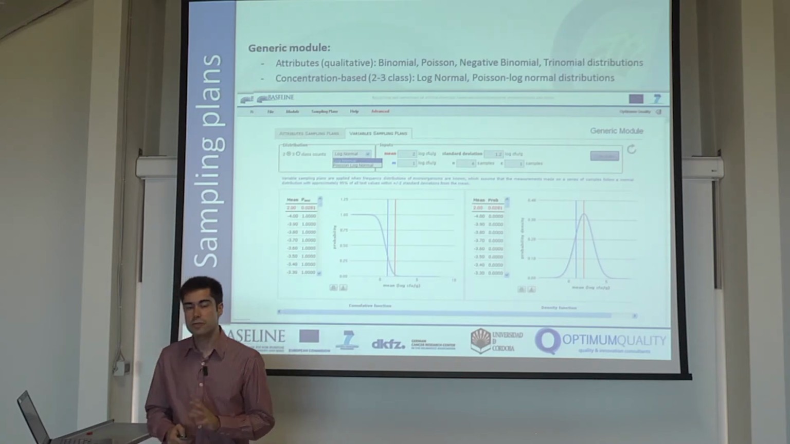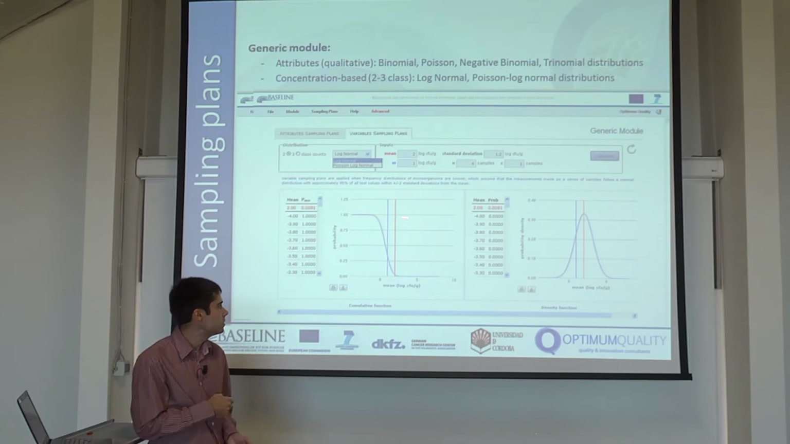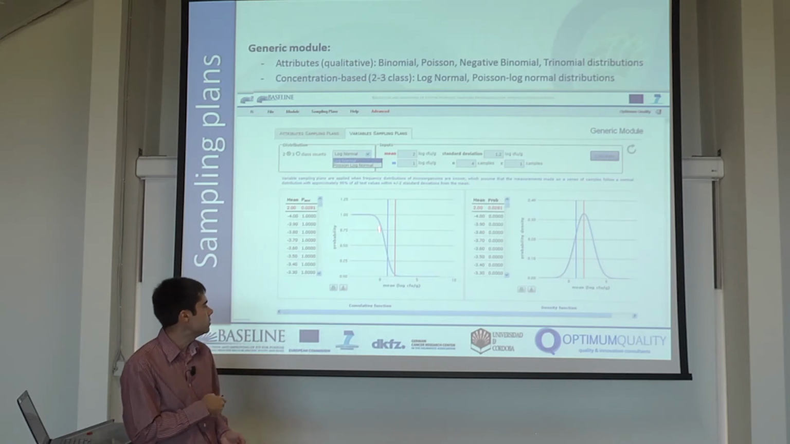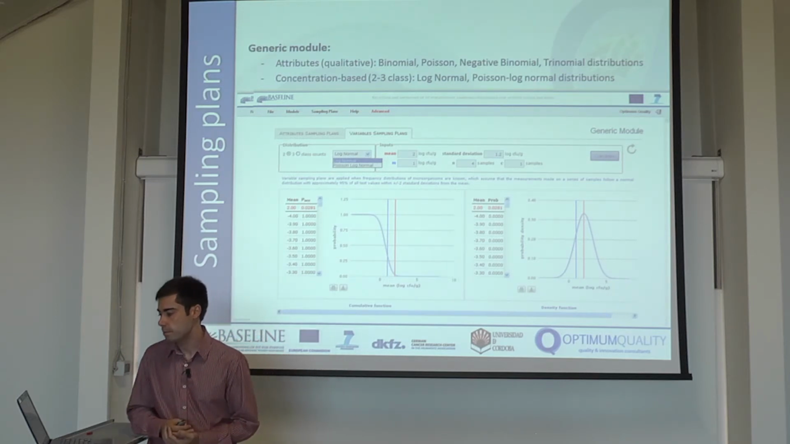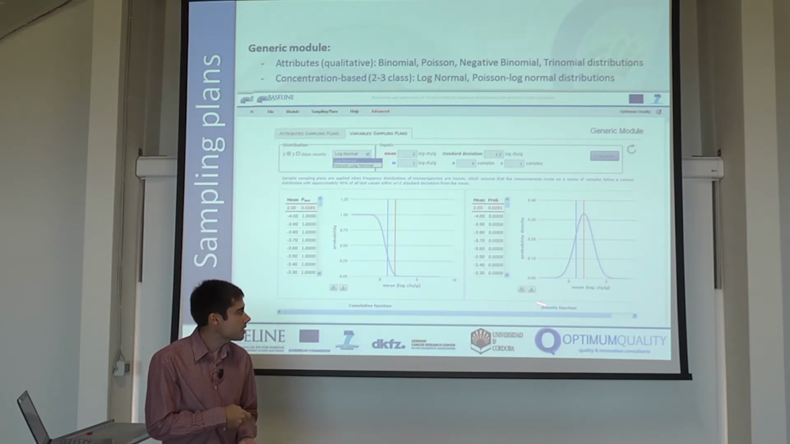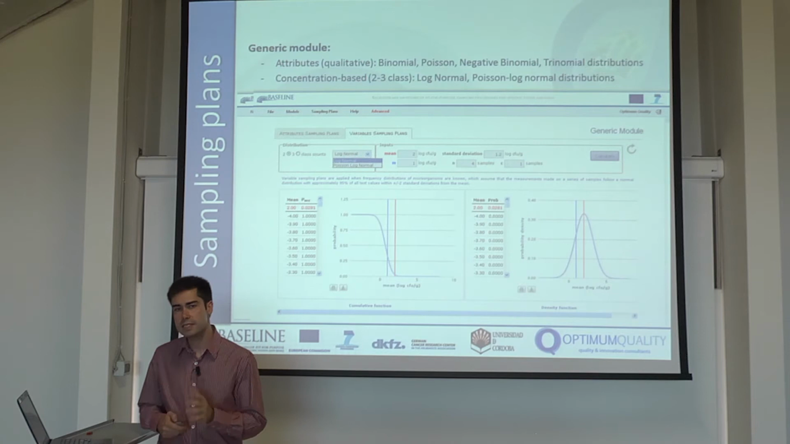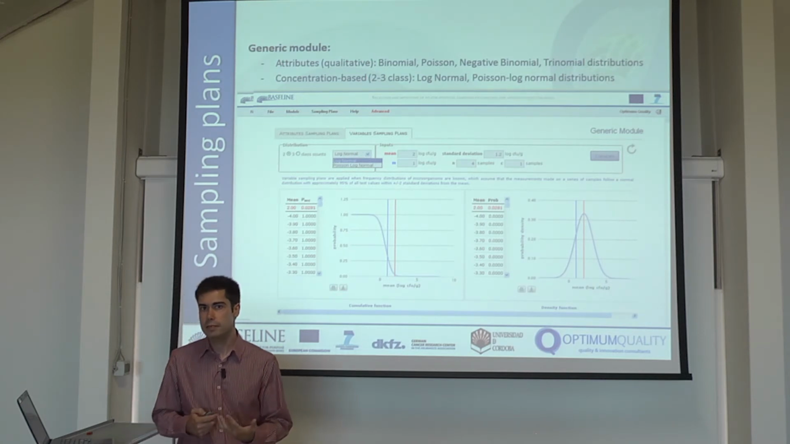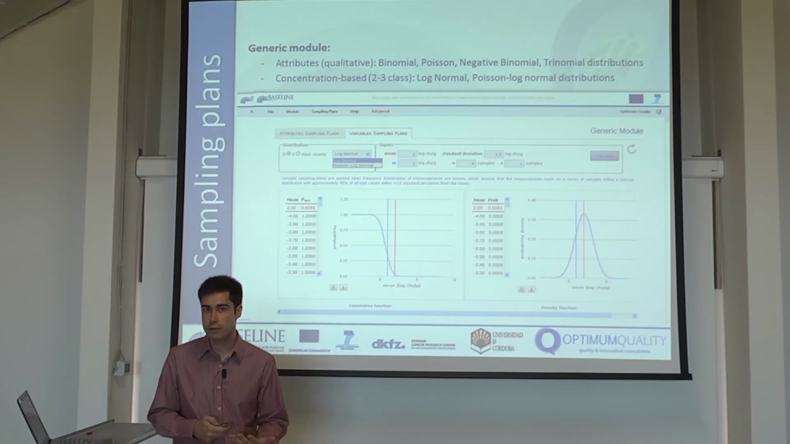In this case, you can see two different graphs: the cumulative distribution, the descendant cumulative distribution, which gives directly the probability of acceptance of this sampling plan, and also on the right side you can see the density distribution. In this case, the user can compare different sampling plans in order to achieve a specified probability of acceptance.